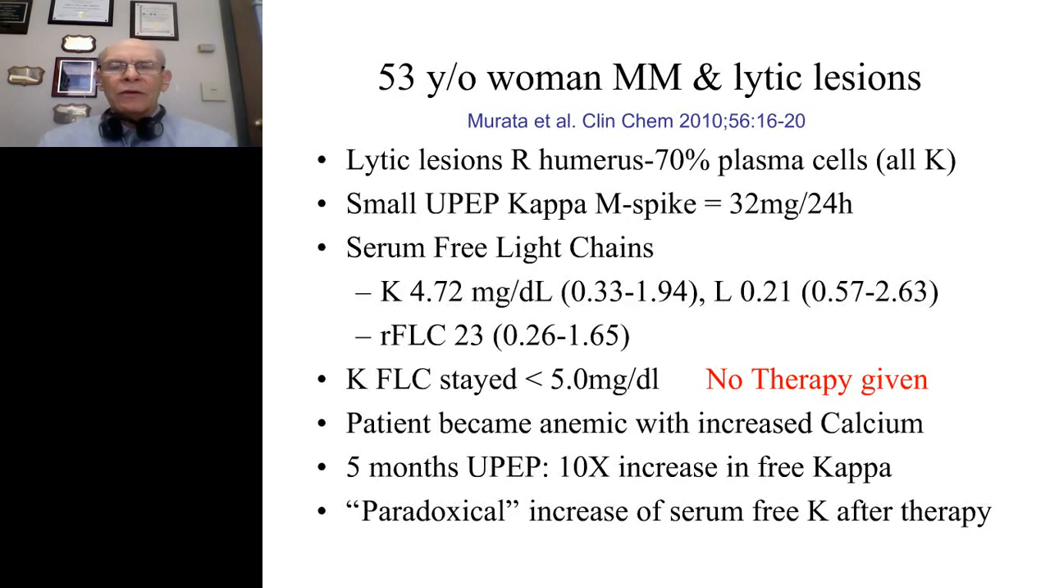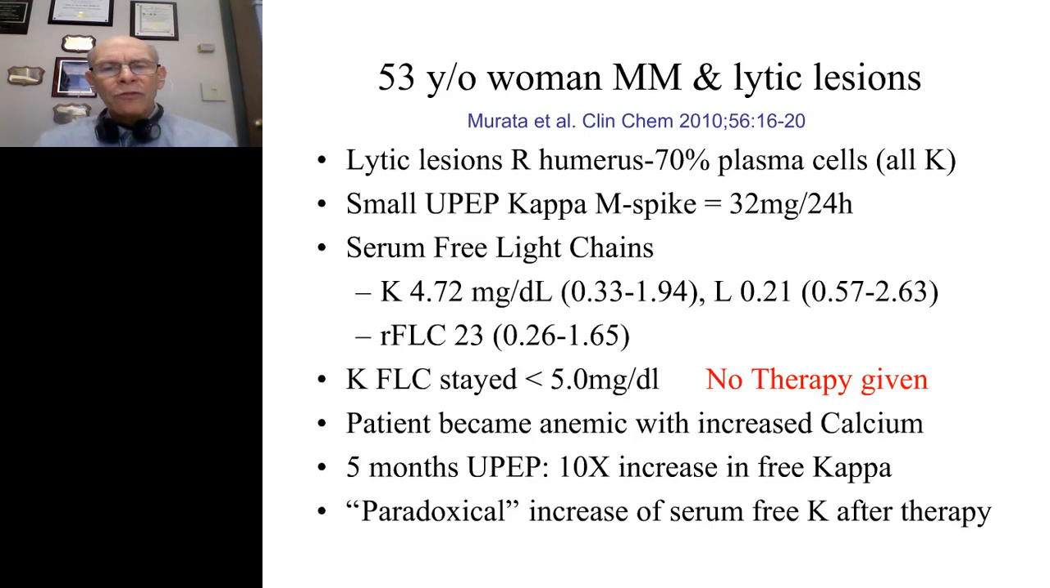Let's look at another challenging problem with the newer assays. Here's a case that was reported from the Mayo Clinic, a 53-year-old woman who had multiple myeloma, and she also had some lytic lesions. She had lytic lesions in her right humerus. The biopsy showed it was 70% plasma cells, all kappa. Her urine protein electrophoresis, UPEP, showed a small kappa spike that measured 32 milligrams in 24 hours.